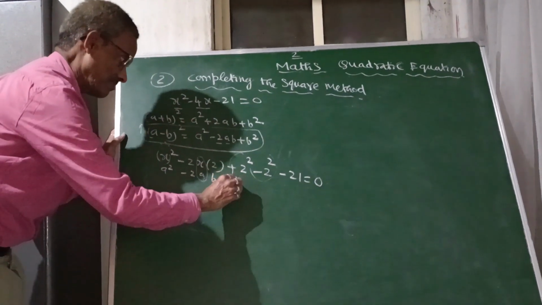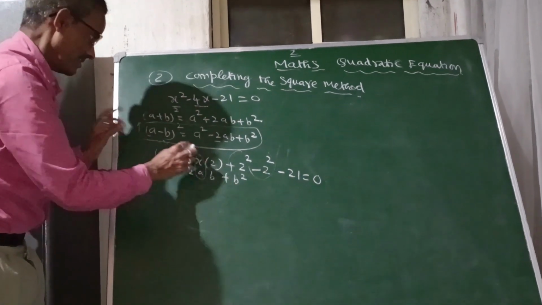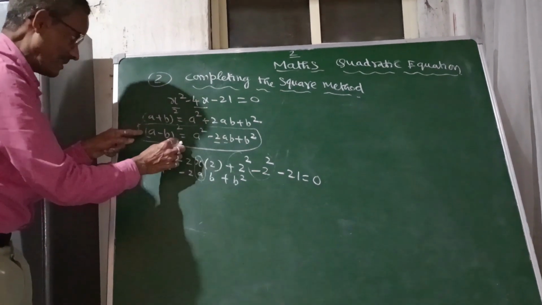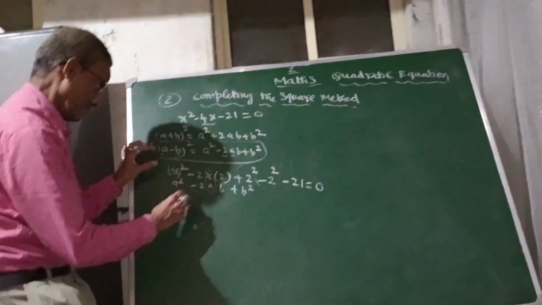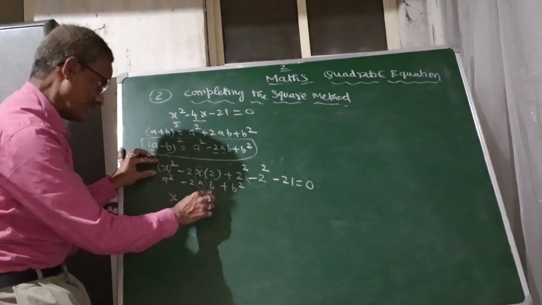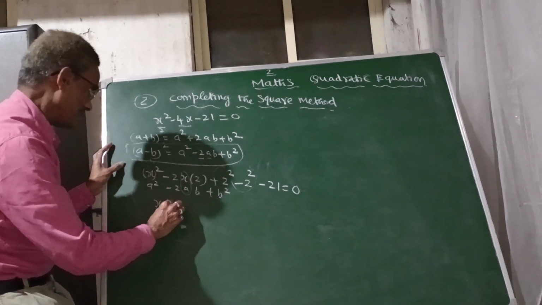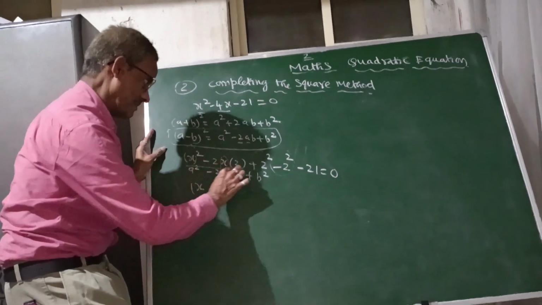Okay, so up to here b square is there: a square minus 2ab plus b square. These terms are there. How can I write this? I can write this as (a minus b) whole square, isn't it? So in the place of a, x you write, in the place of b, 2 is there. Minus 2 you write, whole square. So up to here I wrote.